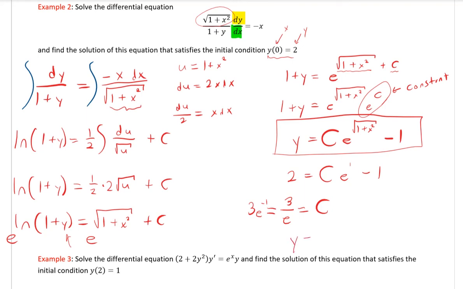So then when I plug that in, I get 3 e to the negative 1. I can put back into that exponent now. That's going to add a negative 1 to the exponent. So I'll have square root of 1 plus x squared minus 1.